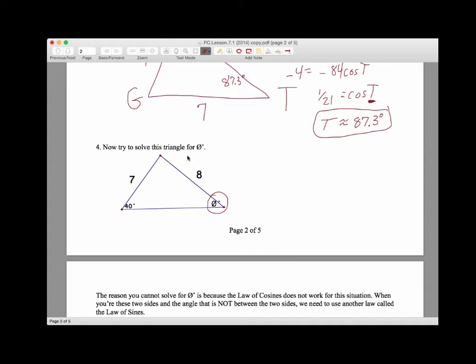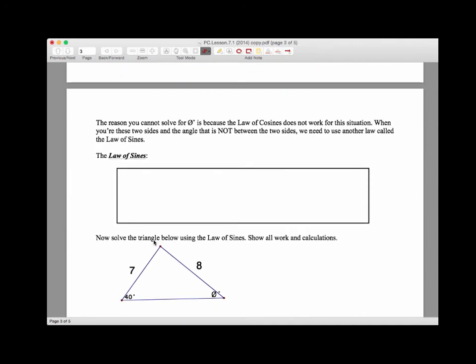This is side, side, angle. Notice the angle is not the angle that's in between the sides. This is an angle beyond that. So because we're given side, side, angle, this will require us a different kind of a law, and this different law is called the law of sines. Law of sines works great for side, side, angle.